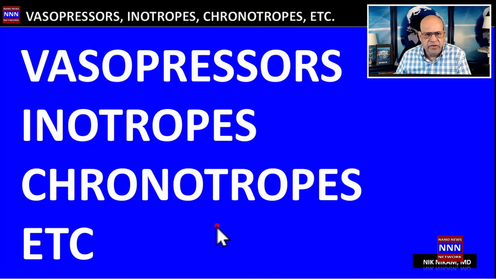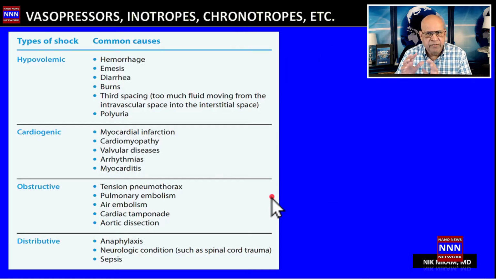The feature presentation today is on vasopressors, inotropes, chronotropes, and much more. Whenever we are dealing with a patient with a shock, first thing we need to do is establish the etiology of shock. Shock can be due to a variety of conditions like hypovolemic shock, cardiogenic shock, could be obstructive in nature, or it could be distributive.